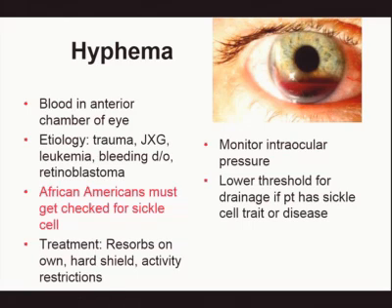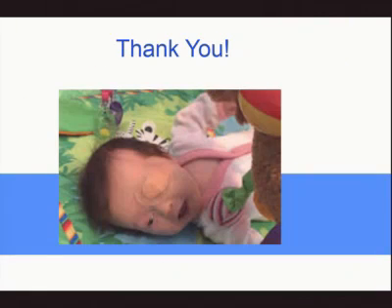Usually it will resorb on its own, but you want to put a hard shield on there to prevent them from bumping their eye again and limit their activity. You want to monitor the intraocular pressure, because you can have pressure spikes that could cause glaucoma, which can cause blindness. And you want to have a much lower threshold for going in and draining the blood if the patient has sickle cell disease or trait. And that's it for my presentation.